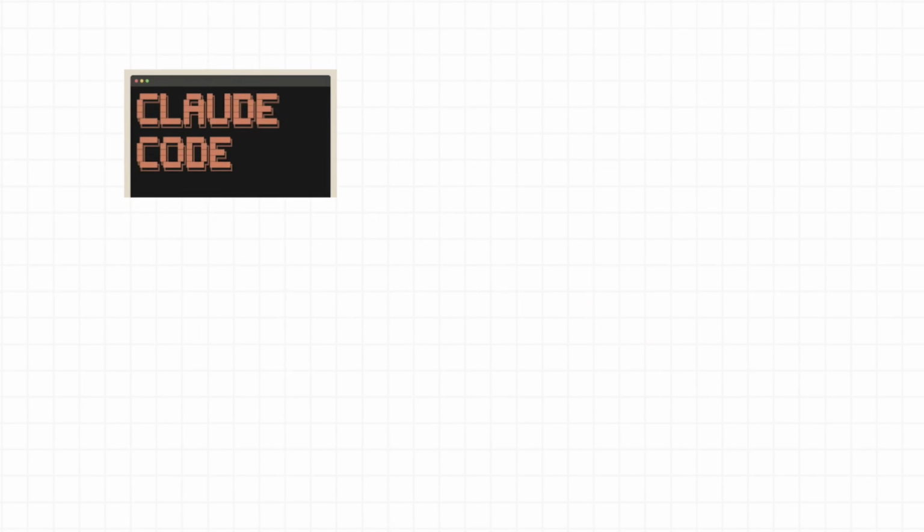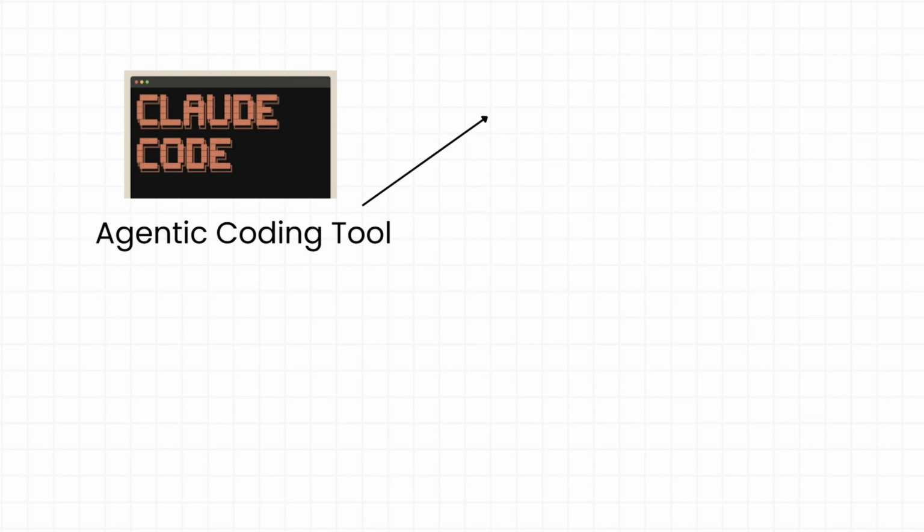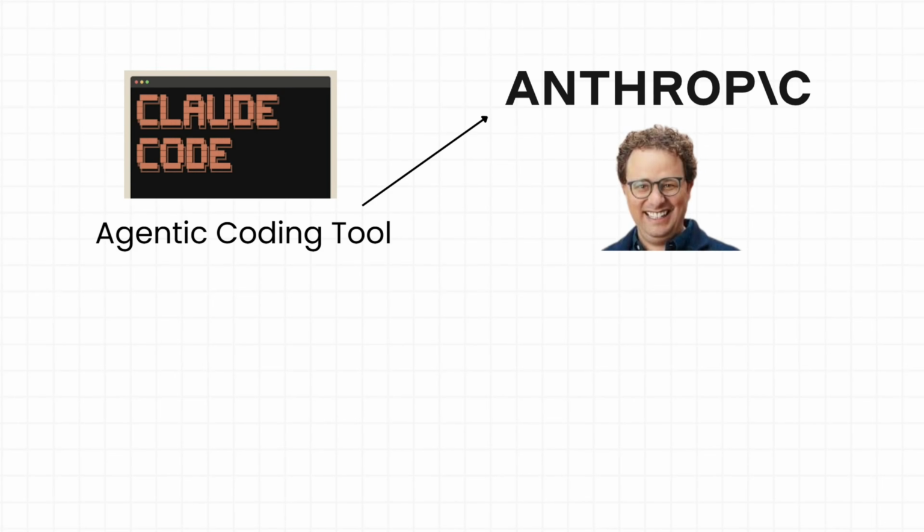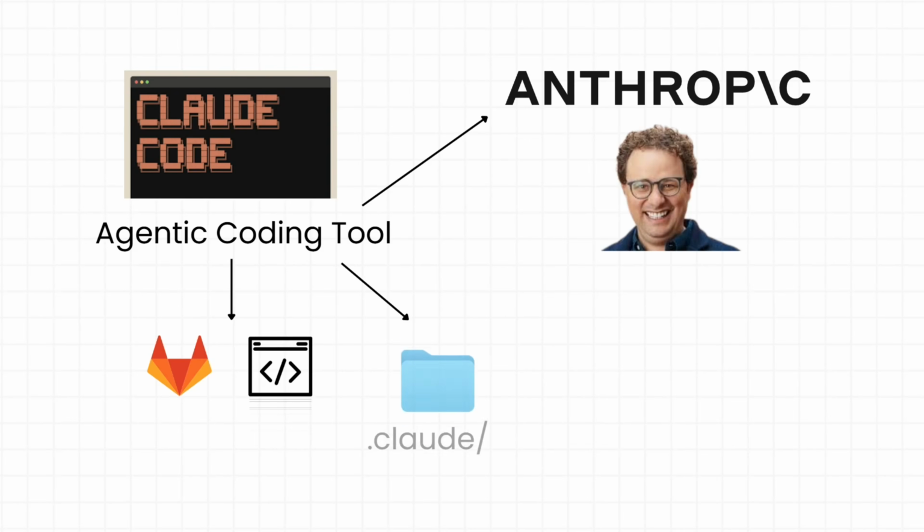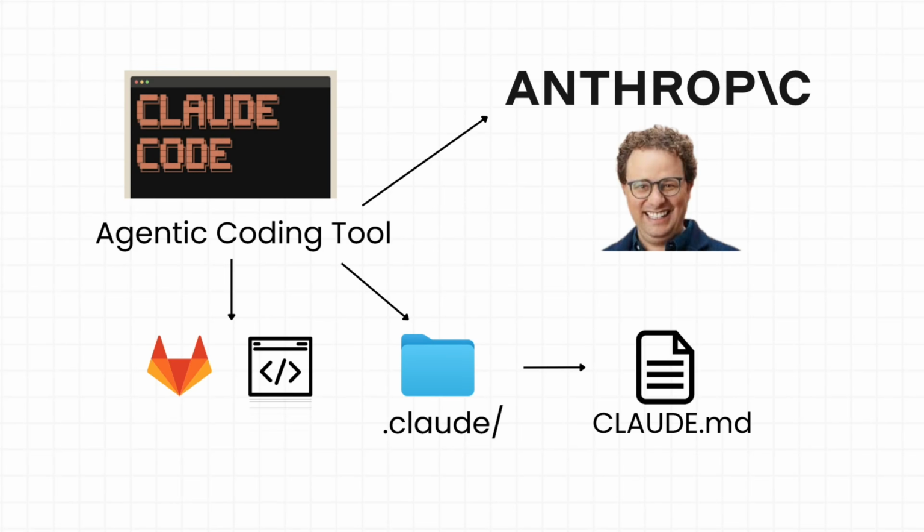Firstly, Claude Code is an agentic coding tool built by Anthropic that reads your codebase, edits files, runs commands, and integrates with your development tools. And this tool comes with a configuration directory, and inside the directory, there's a file called Claude.md.